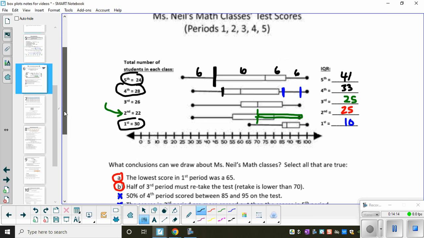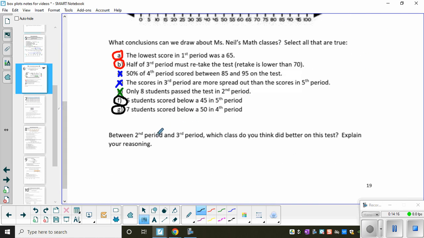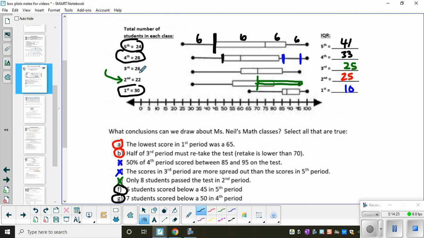All right. Now for the last question on this page: between second and third period, if we're looking at just second and third period, which class do you think did better? The reason I'm asking about those is because you might have noticed that they had the same median. For both classes, I can say half the class passed and half the class failed. But I'm going to say this class did a little bit better, because right there, half the class did a little bit better than this half of the class.